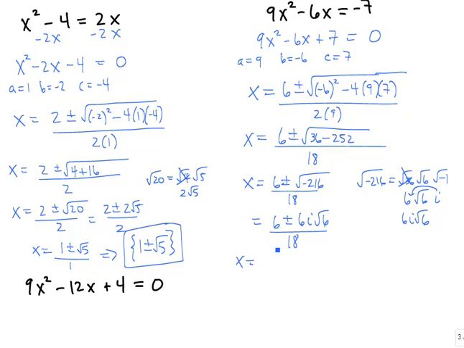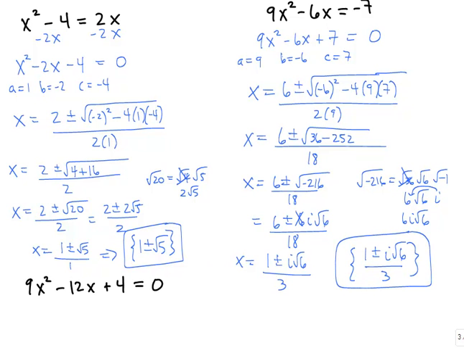So if I divide through by 6, 6 divided by 6 is 1. 6i root 6 divided by 6, this 6 goes away and we get i root 6. And 18 divided by 6 gives me 3. So my two solutions are 1 plus or minus i square root of 6 all over 3.